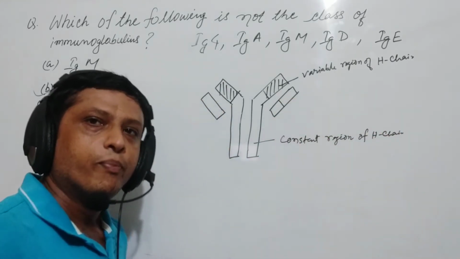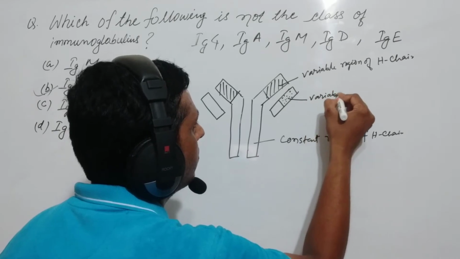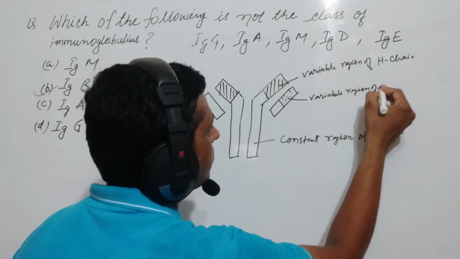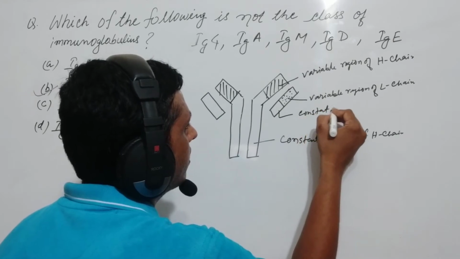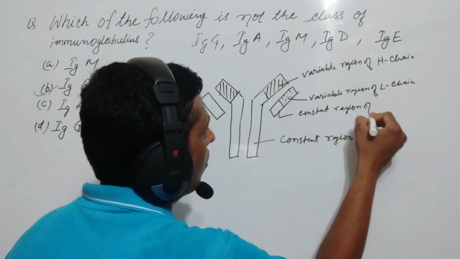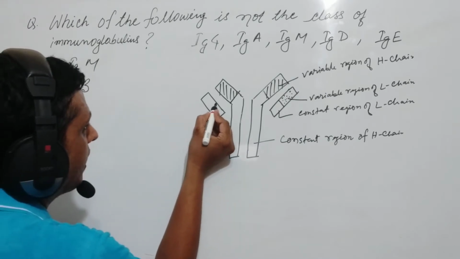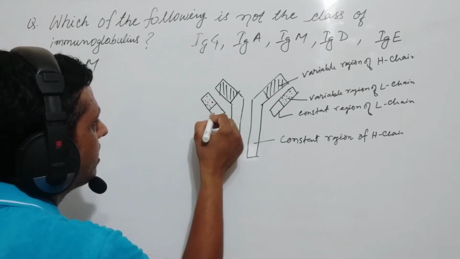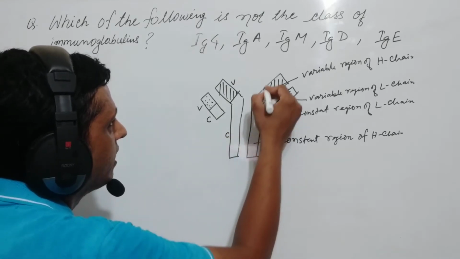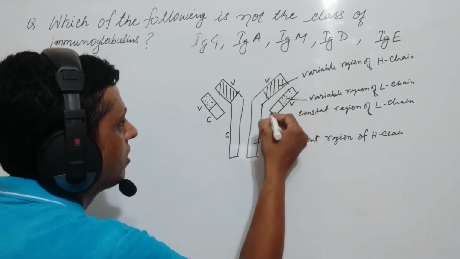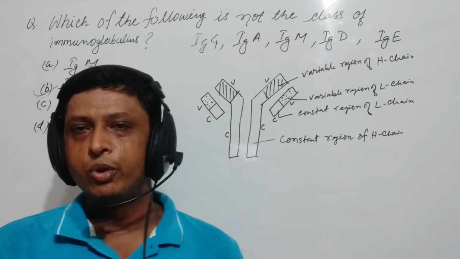Similarly, in the light chain also, you will find that this part is the variable region of light chain, and this is the constant region of light chain. Similarly in this other light chain also, this is the variable region and this one is the constant region. We can write like this: variable region, constant region. So this is the diagrammatic figure of an antibody or immunoglobulin.